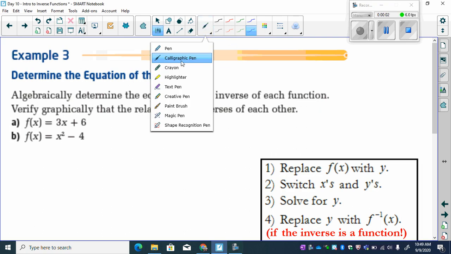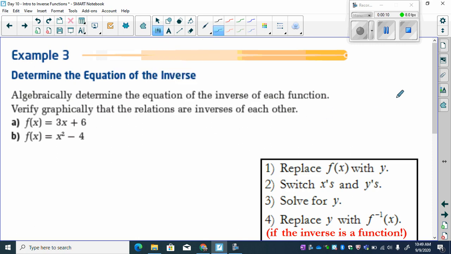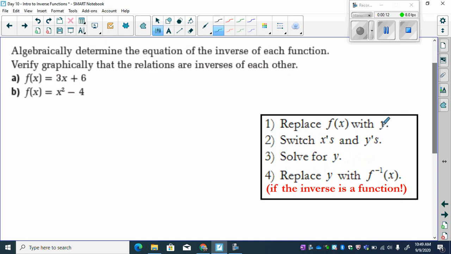So we'll continue on with inverse functions. Today we're going to look at how to determine the equation of the inverse function. For starters, you'll need to remember these four things. And there's a little catch with step 4. Replace y with f inverse x if the inverse is a function.